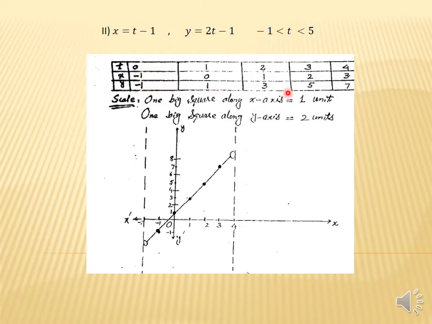Similarly, put the values of t in equation y, then we get all these values. So draw the graph. On x-axis at -1, what will we get? -1. So we point out here. Similarly, on 0 we will get 1. So we can mark a point. Similarly, on 1 we get 3. So we can mark a point. Similarly, on 2 we will get 5. Similarly, on 3 we will get 7.